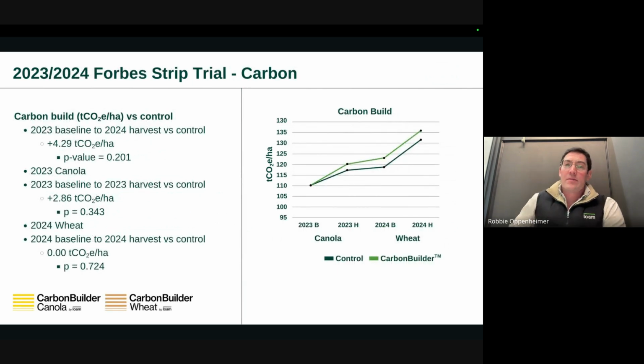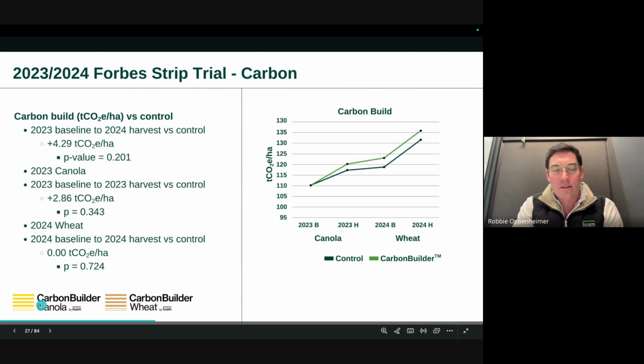This is another example of a 2-year strip trial, the same design. So this is a 40-hectare paddock in Forbes, 5 treated strips, 5 untreated strips. In 2023, it had CarbonBuilder canola. In 2024, the treated strips had CarbonBuilder wheat.